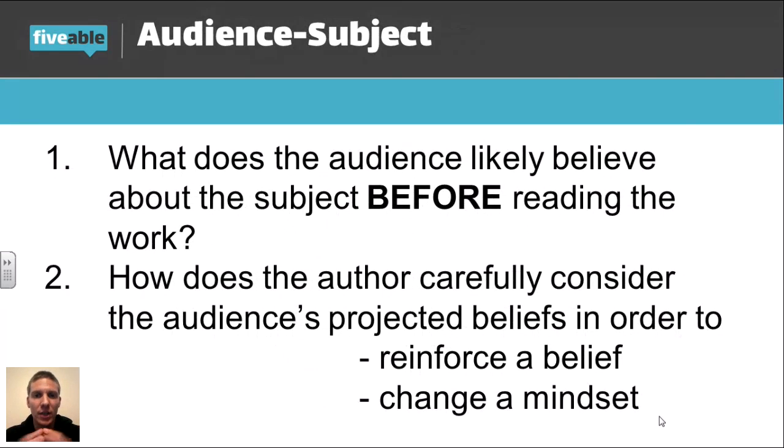All right, so audience and subject, this is the core of the relationship. You've heard me say this a second ago. You have to put your thinking cap on and think: what do I know about the subject? What do I know about the intended audience at the time? What does the audience probably believe about the subject before hearing the author's words? You have to make some inferences here. Now, caution: don't make stuff up, but tell me as much as you can based on your background knowledge and the essay. And second, how does the author carefully consider the audience's projected beliefs?